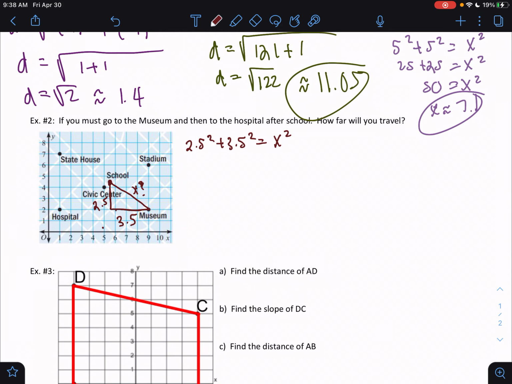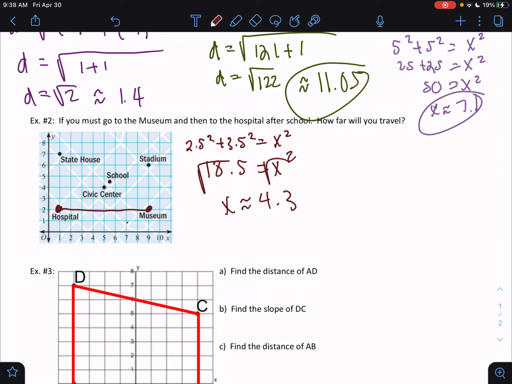So 2.5 squared plus 3.5 squared is 18.5. And the square root of that is approximately 4.3. So that's from the school to the museum. Okay, now I'm going to erase this, and we are going to find the other one, which is from the museum to the hospital.